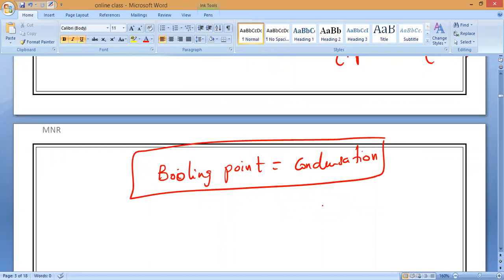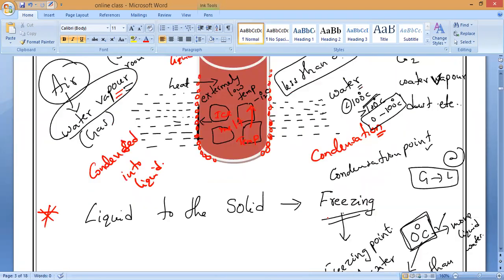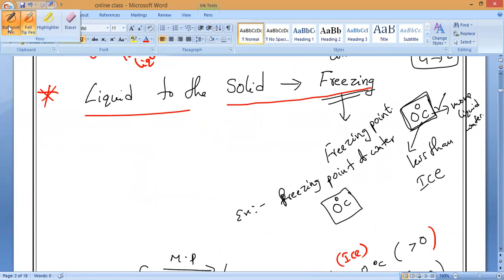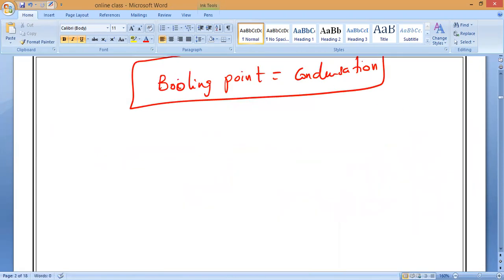Very, very important one. Now if you understand this concept, then the last experiment which we have to prove, what is that experiment? Liquid to solid. Yes or no? So now let us discuss this: liquid to solid, and what experiment we have to do. That is all we will discuss.